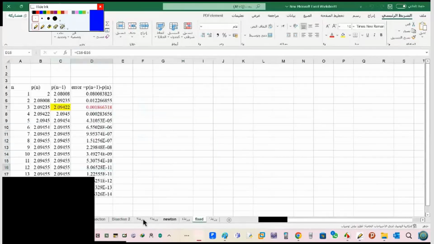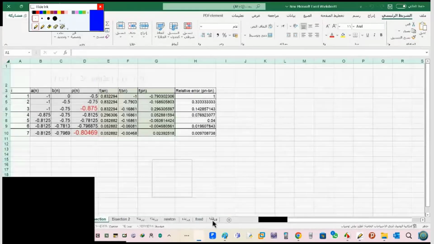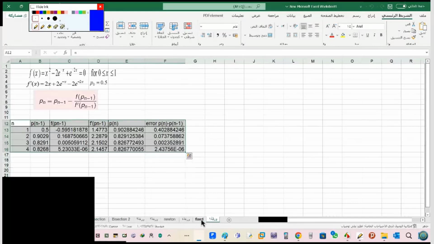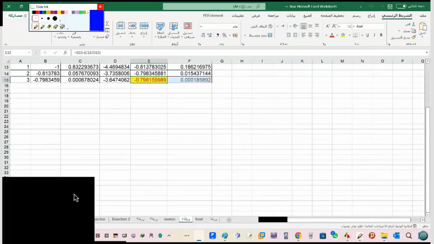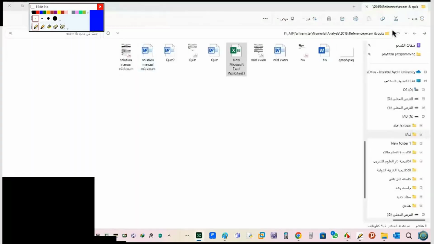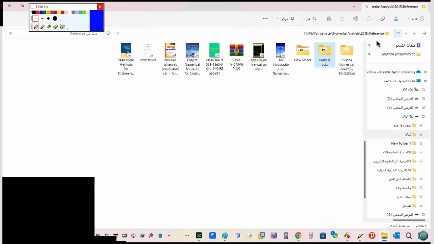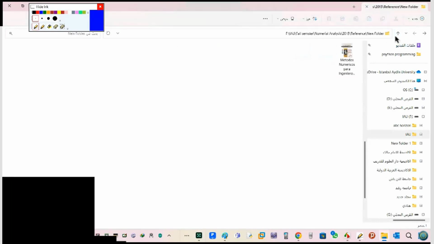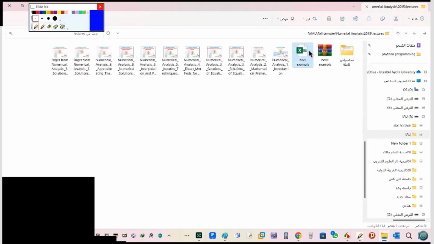Just a minute. I guess I found it before. Okay, just trying to check what it is. I didn't find it now, but this is a Neville example.